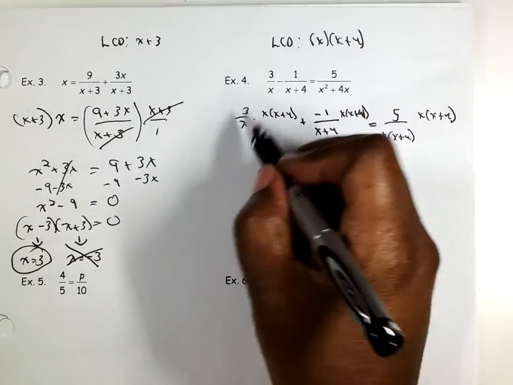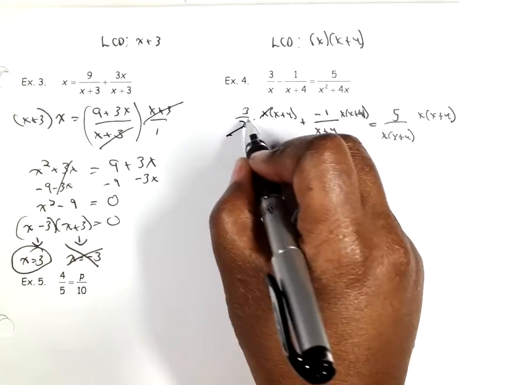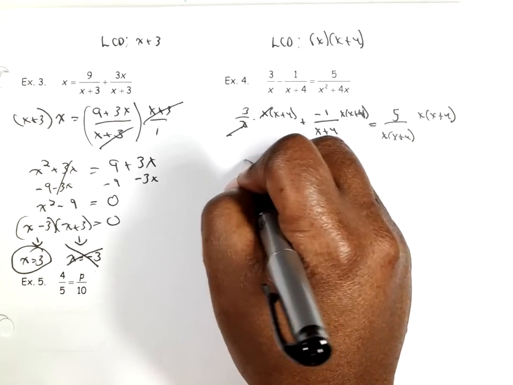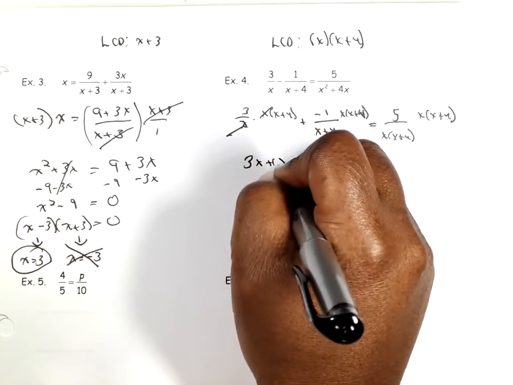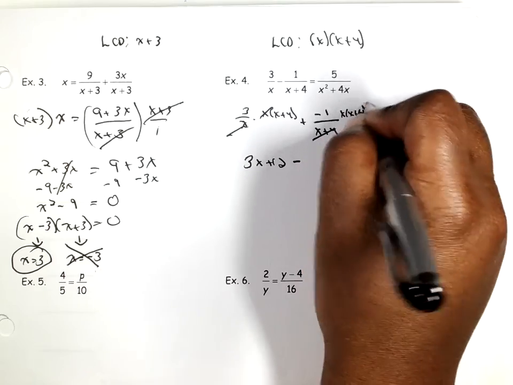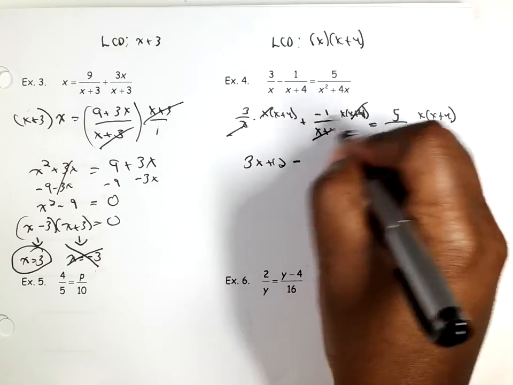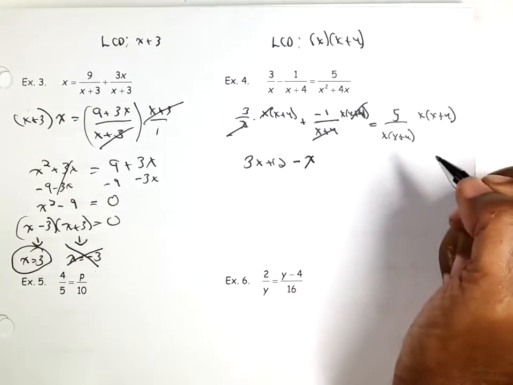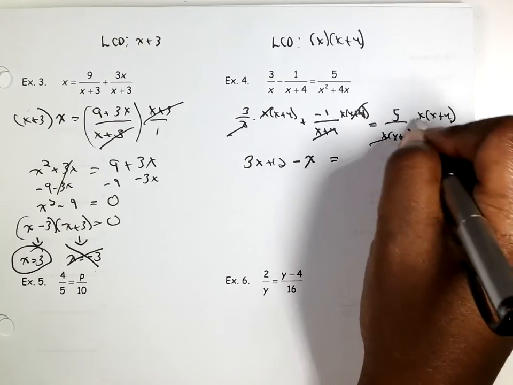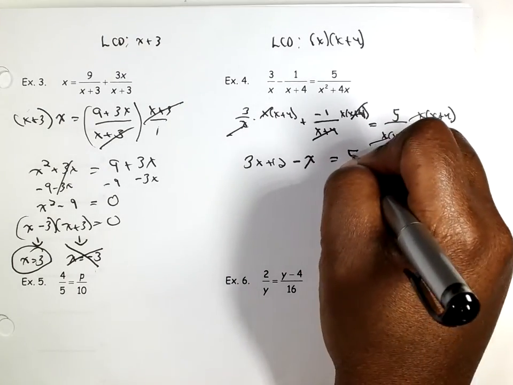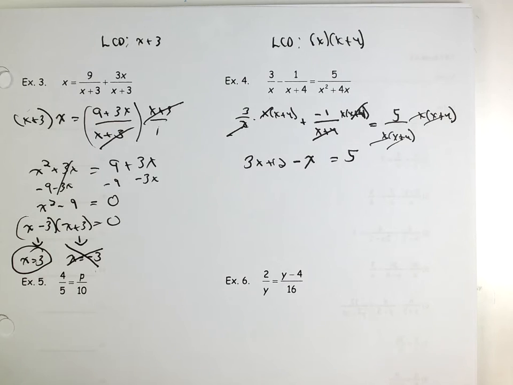Okay, so first one, the x's cancel, and I'm left with 3 times x plus 4, which is 3x plus 12. Here the x plus 4's cancel, so I just have negative 1 times x, which is negative x. And then on the other side, everything cancels, so I'm left with a 5.